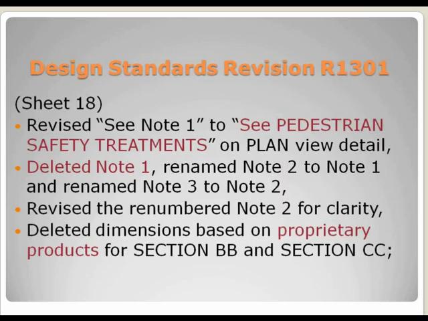On sheet 18, we revised the C note 1 to C pedestrian safety treatments on the plan view detail. We deleted note 1, we renamed note 2 to note 1, and then also renamed note 3 to note 2. We also revised the verbiage of the renumbered note 2 for clarity, and then we deleted some dimensions that were based on proprietary products for section BB and section CC.